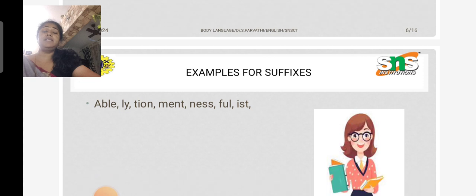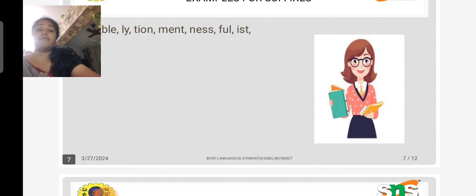And what are suffixes? We already saw that a suffix is added at the end of a word. We are adding a group of letters to the end of a word, which is called a suffix. That is able, as in communicable. Ly, that is happily. And tion, attraction. And ment, development. Ness, happiness. And ful, beautiful. Ist, dentist, artist. So these are the suffixes.